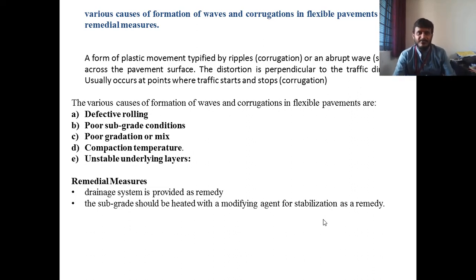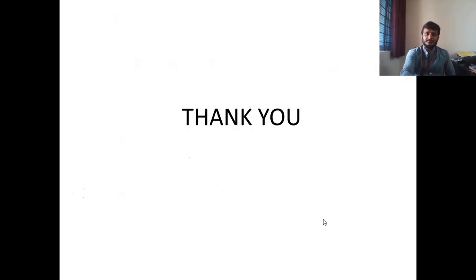So what are the remedial measures for this formation of waves and corrugations? A drainage system is provided as a remedy. A proper drainage system needs to be provided. Then the subgrade should be treated with a modifying agent for stabilization as a remedy. Okay, so these are some types of flexible pavement failures, their remedial measures and causes.